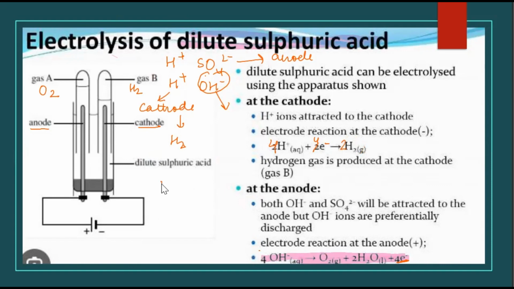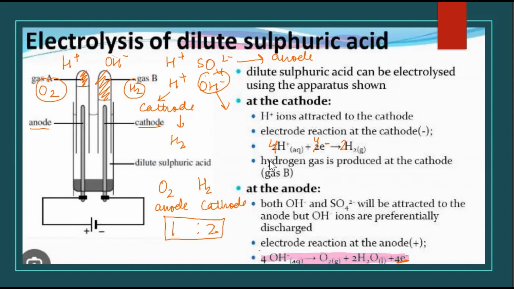So oxygen is formed at the anode and hydrogen is formed at the cathode. These two gases are always formed in the ratio of 1:2, as can be seen here. So whenever we get a ratio of 1:2, we can say that the hydrogen ion and the OH⁻ ion are being discharged, and the products are oxygen and hydrogen, in the ratio of 1:2.